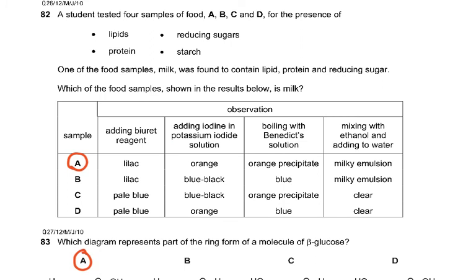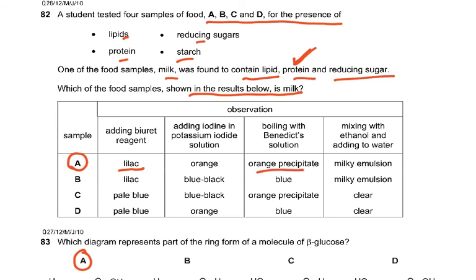A student tested 4 samples of food A, B, C, and D for the presence of lipids, reducing sugar, proteins, and starch. One of the food samples, milk, was found to contain lipid, protein, and reducing sugar. Which of the food samples shown in the result below is milk? So if it is lilac or purple, then protein is present. So this is the protein part that was present. And then if it is orange with potassium iodide, then that means it does not contain any starch. And boiling with Benedict's, an orange precipitate means reducing sugar is present.